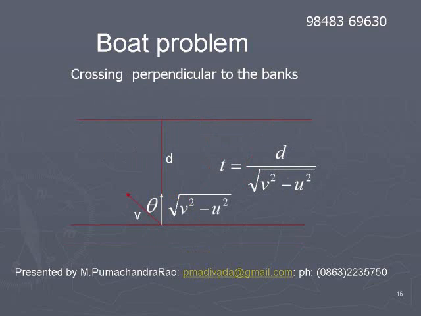While crossing perpendicular to the banks, the resultant velocity perpendicular to the banks will be square root of v square minus u square. The resultant velocity, because it heads up the stream by an angle theta, hence the resultant velocity perpendicular to the banks is square root of v square minus u square. Hence the time of crossing is d by square root of v square minus u square. This is the time of crossing.